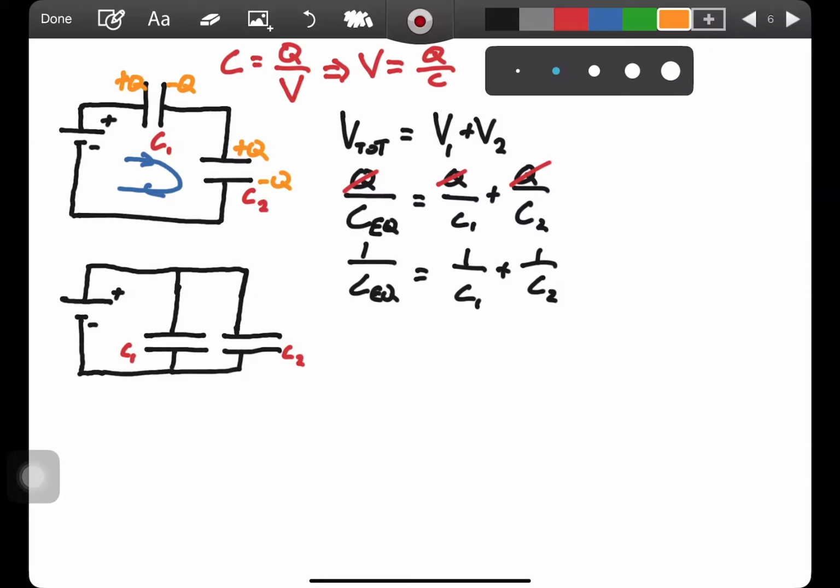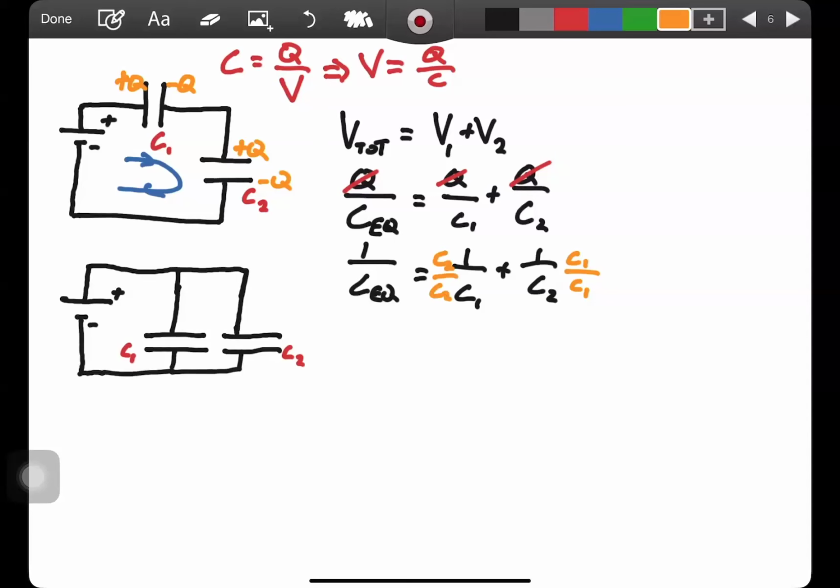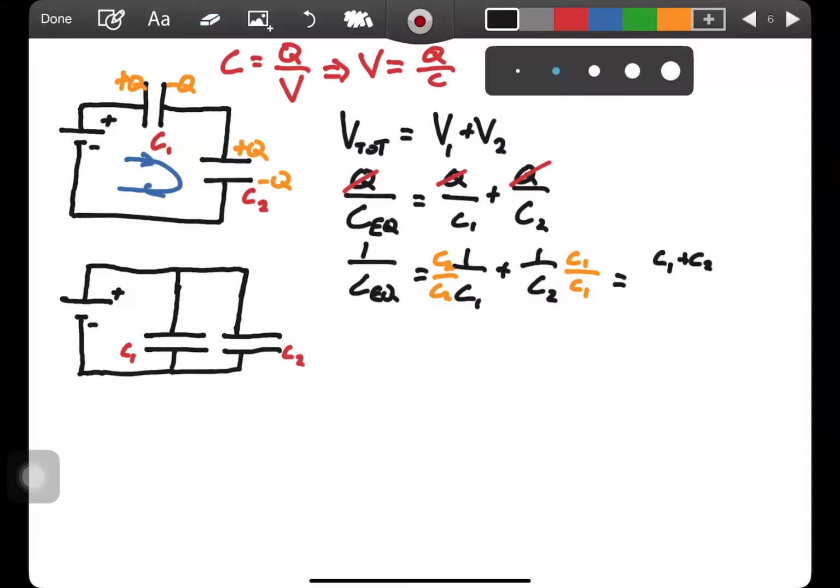And so when I showed that derivation, I just did this little trick where I want to find a common denominator because I have 1 over C1 plus 1 over C2. They don't have a common denominator yet. So what I'm going to do is multiply one term by C1 over C1. That's just a fancy way of multiplying by 1. And I'm going to multiply this term by C2 over C2, another fancy way of multiplying by 1. And so what that allows me to do is have a common denominator where I now have C1 plus C2 divided by C1 C2. You see how C1 C2 is now my common denominator?